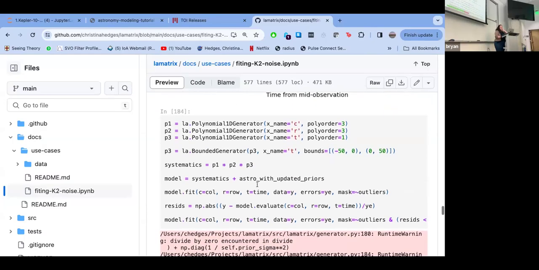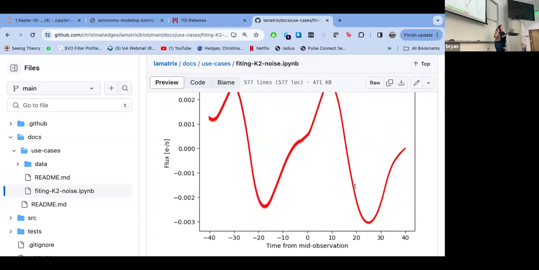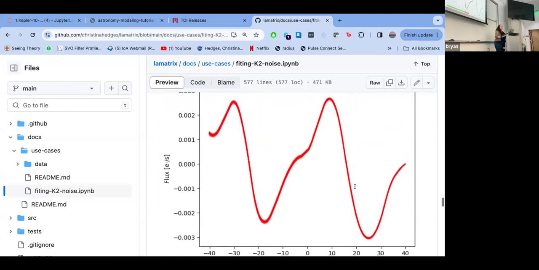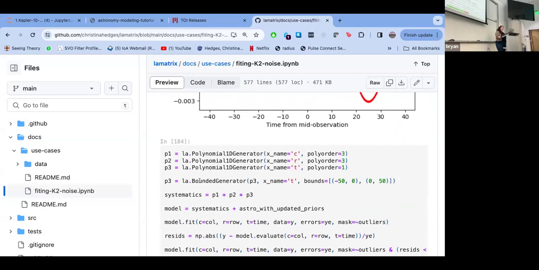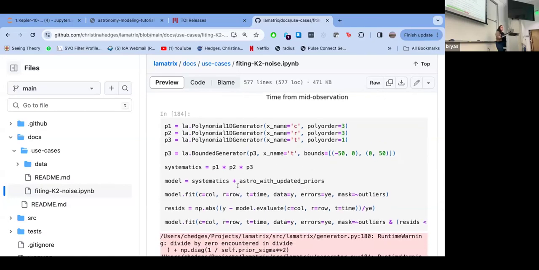Then what I've done is I've said, okay, now I can update my priors. I fit the model. I did something with the systematics. I'm going to update my priors. I'm going to say that I think the weight for all of the pieces that make up this stellar model is this, give or take some error. So I specify a mean and a standard deviation. And then when I create this model, I say, well, it's column, it's row, it's time. And then I add in some astronomy model with updated priors.